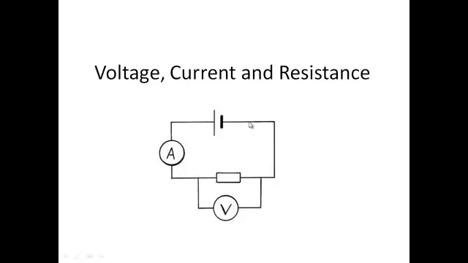Here we have a circuit with a power supply. We have an ammeter measuring the current in the circuit. There's a resistor, there's a voltmeter across the resistor, and it's a very simple circuit. The ammeter is measuring the current through the resistor, the voltmeter is measuring the potential difference across the resistor.